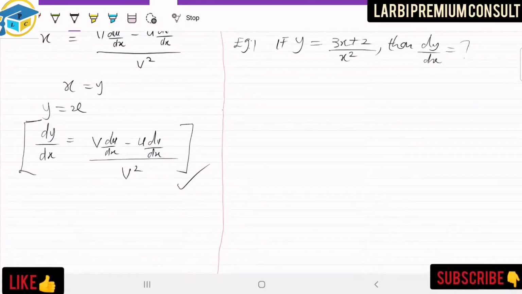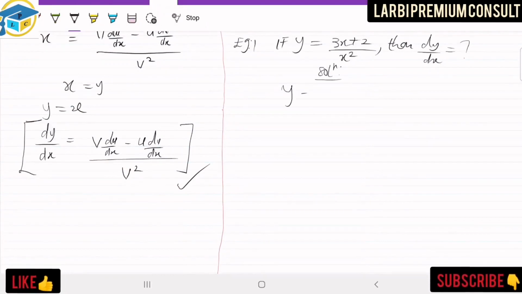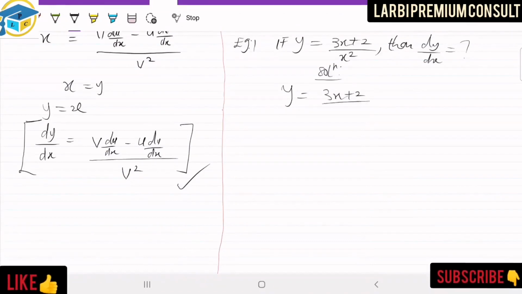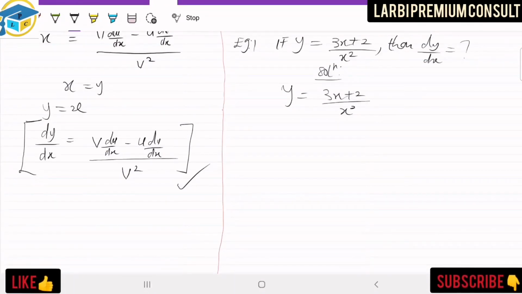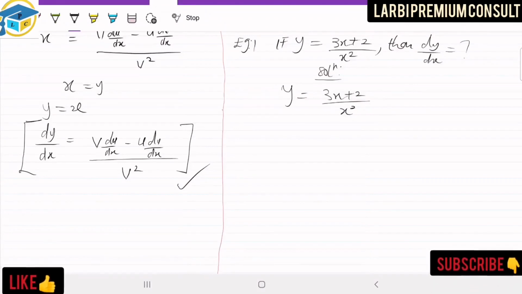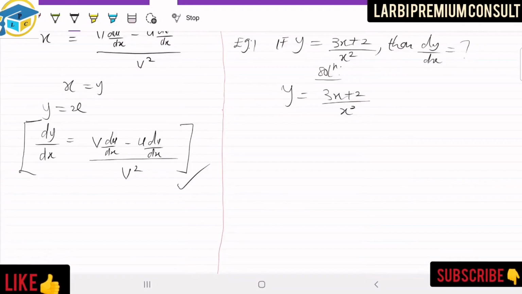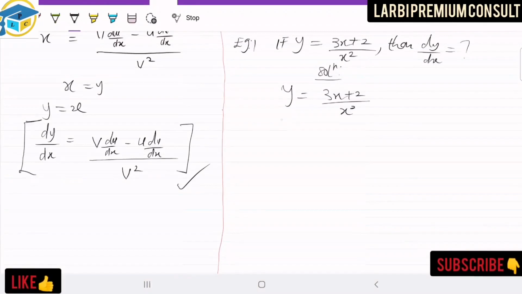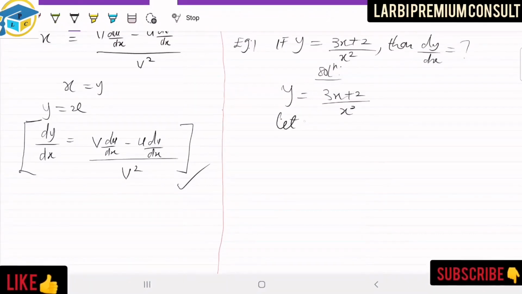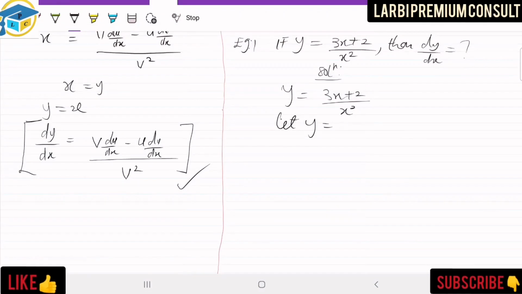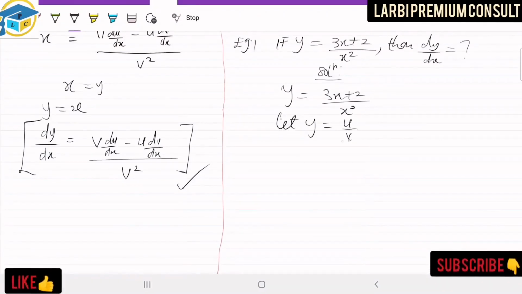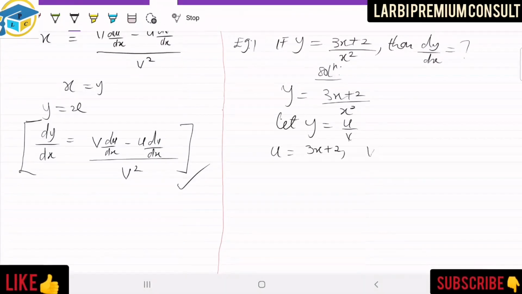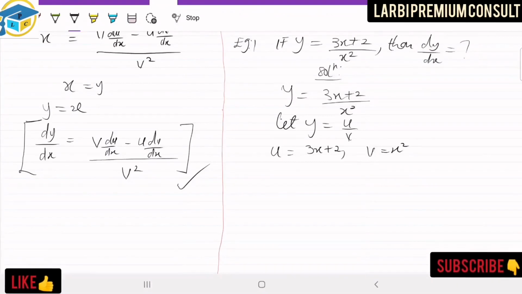So let's take an example 1: y is equal to (3x plus 2) all over x squared. Here we are asked to differentiate this. It's two functions in a division form, or in a ratio form. So all I will do here is let y be equal to u over v. In that case, u is equal to 3x plus 2, and then v is equal to x squared. Hope that is clear.